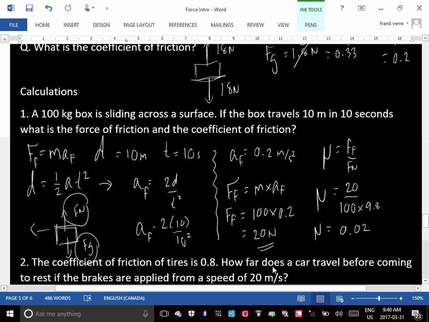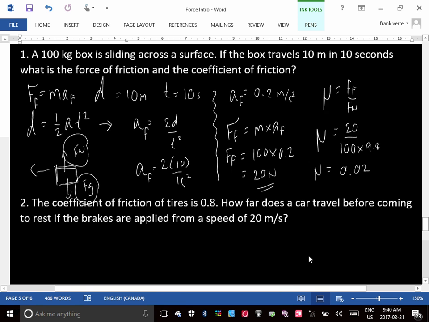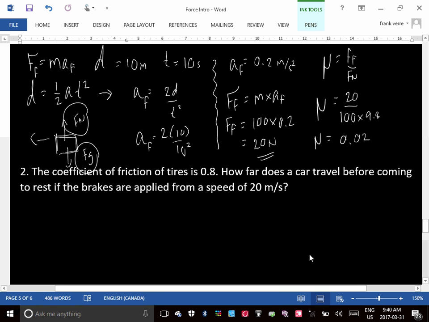It's like 0.019 something, right? But that's okay. So what is new is this formula for coefficient. That's the only thing new that we've introduced. So let's use it in the next question, where we have mu.